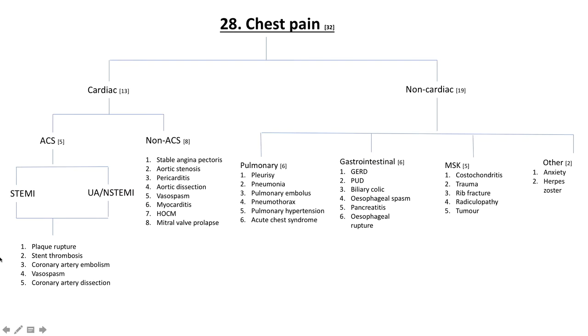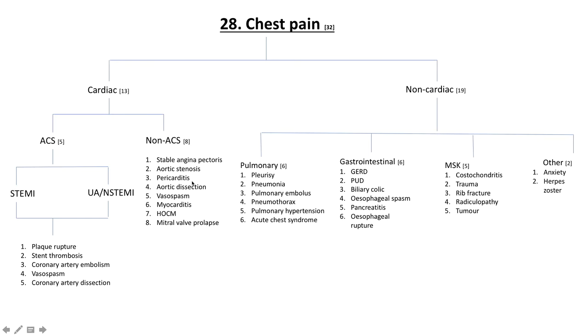Okay, and the 5 reasons why you get this scenario are plaque rupture, stent thrombosis, coronary artery embolism, vasospasm, and coronary artery dissection. Then if we're looking at non-acute coronary syndrome causes of cardiac chest pain, we look at stable angina pectoris, aortic stenosis, very common, especially amongst the elderly, pericarditis.